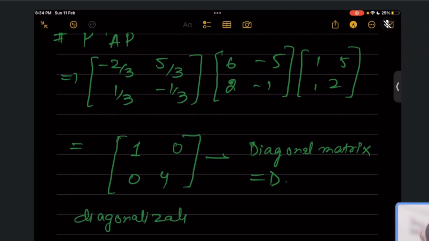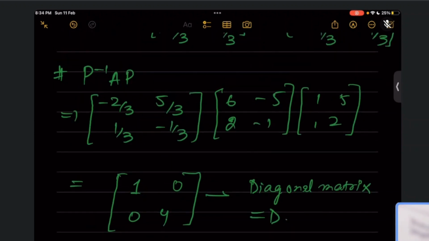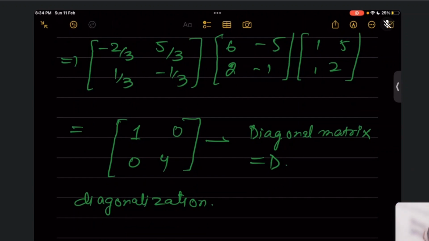So diagonalization is nothing but, for a given matrix, if you have to diagonalize it, you will find the eigenvectors. Then from those eigenvectors, you will form a modal matrix, which I called P. Then after that, you will find P inverse A P, and that is definitely going to be a diagonal matrix. And this whole process was called diagonalization. P inverse A P is equal to D.